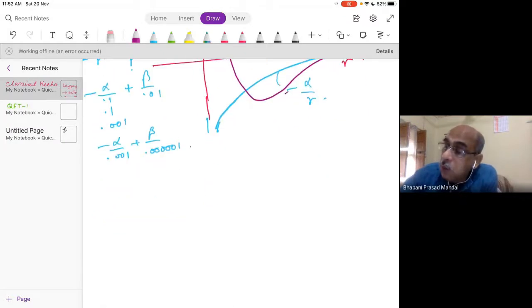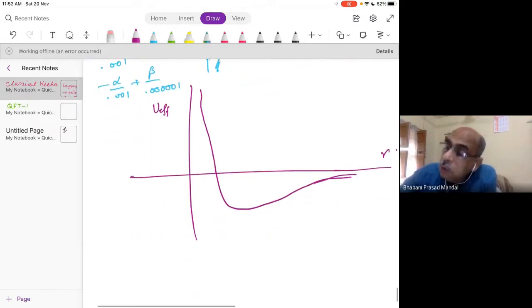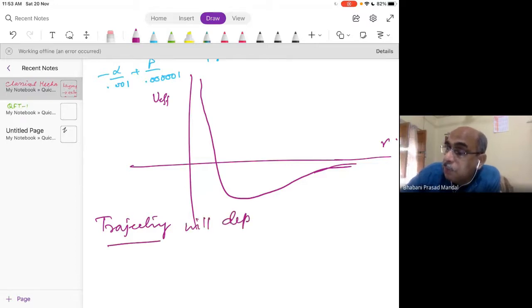So now we know that my U effective curve is like this, U effective versus R. Now how can I predict the motion? The motion depends on the energy. So the trajectory will depend on the energy. Suppose I have E which is greater than 0.